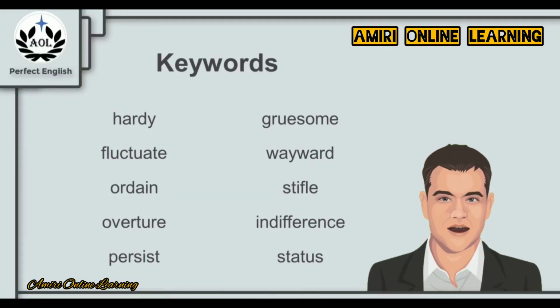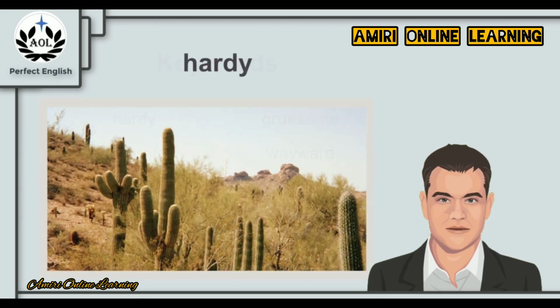In this chapter, we're going to focus on the following 10 key words: hardy, fluctuate, ordain, overture, persist, gruesome, wayward, stifle, indifference, and status. Let's start with the first key word, hardy.